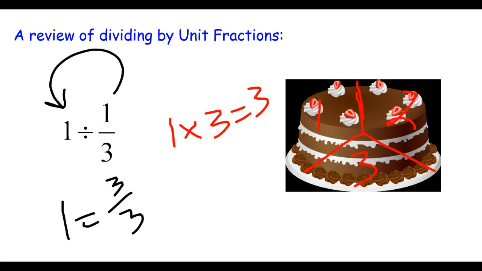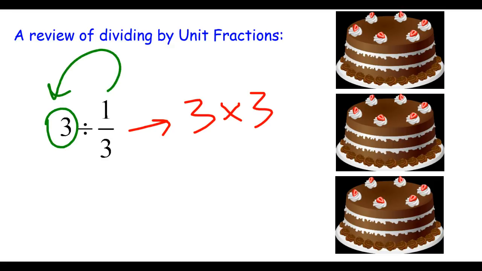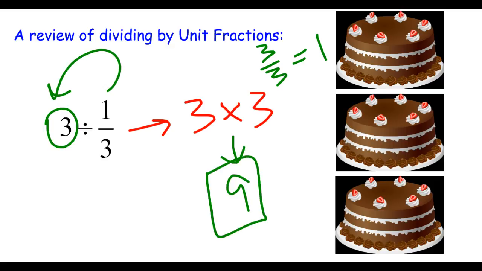That continues along, especially if we're talking about something like, well, if we have 3 cakes and we want to divide them into thirds, how many thirds do we have? And this is where it really gets into understanding that 3 divided by 1/3 is the same as 3 times 3, because each of those ones in 3 requires 3/3 to make one of them. We have 3 copies of 1, so it takes 3 times 3, or 9/3 to make 3.